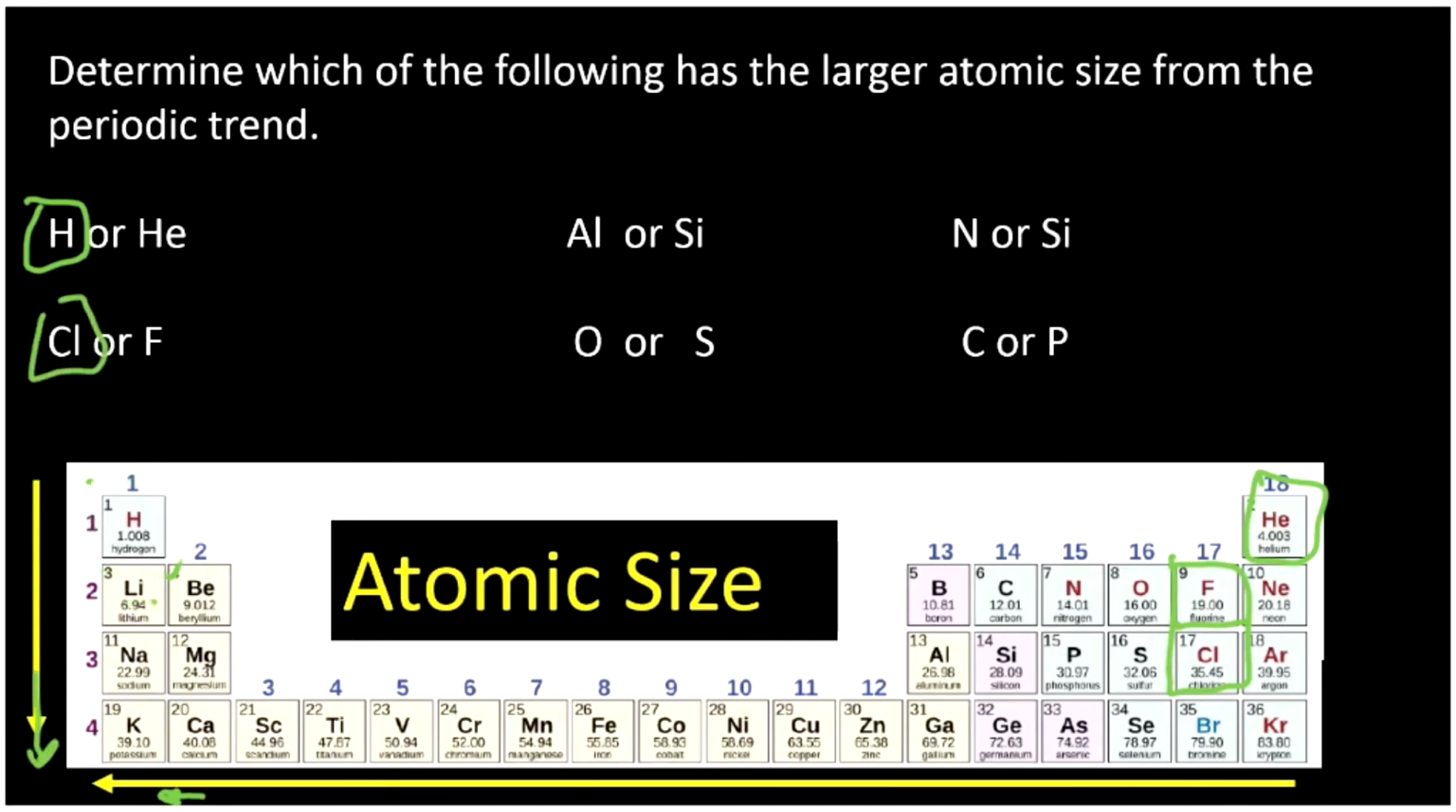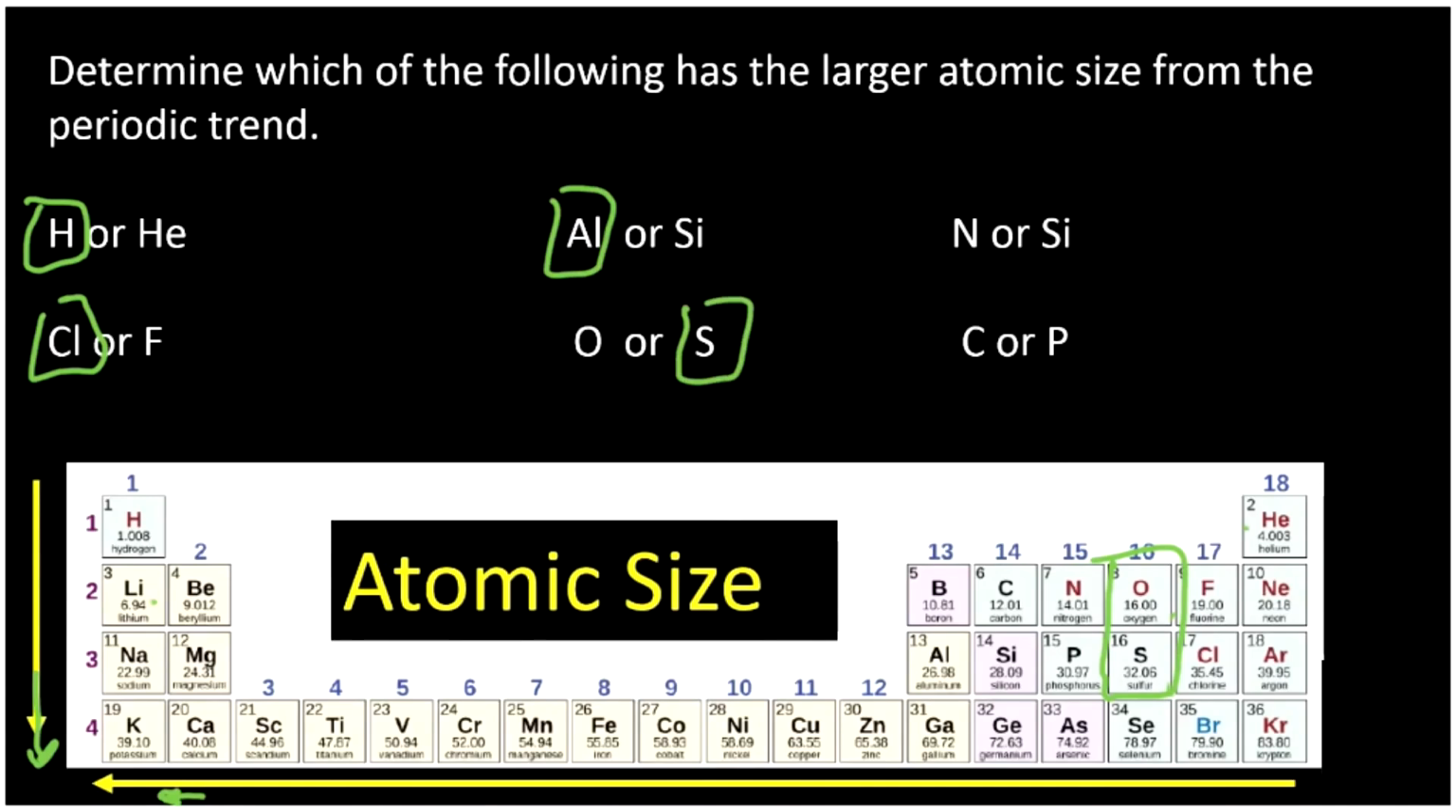The next comparison is going to be aluminum and silicon. So once again, let's locate them on the periodic table. Here's aluminum and silicon. Aluminum is to the left of silicon. And remember, as we go to the left, things get bigger. So we know aluminum's bigger. Oxygen or sulfur. Oxygen and sulfur are stacked right on top of each other. Sulfur is lower on the periodic table, and that makes it bigger.